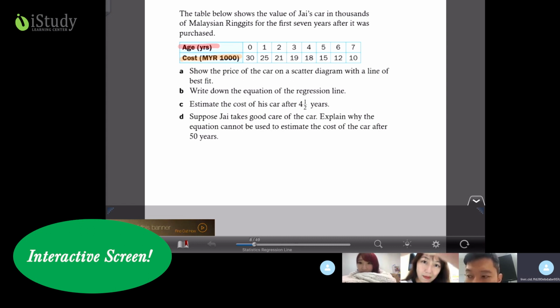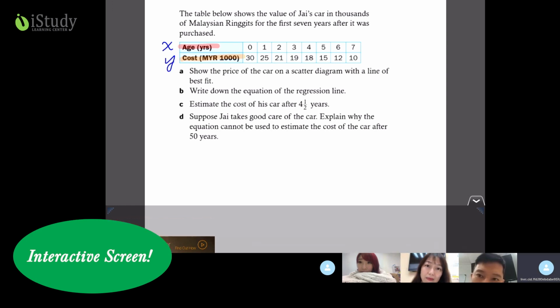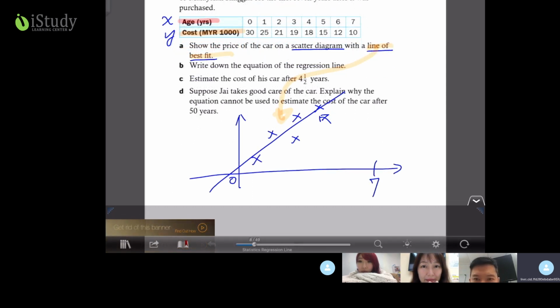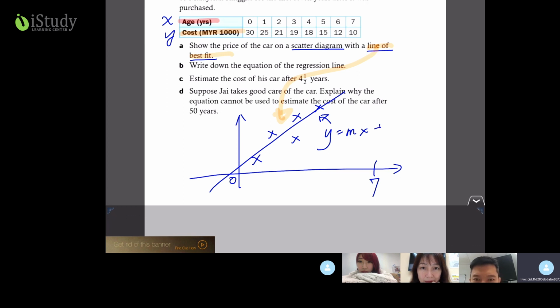So with X and Y, our age is basically our X and cost is basically our Y. So we need to draw a scatter diagram with a line of best fit. And for every straight line, we have a formula: y equals mx plus c.